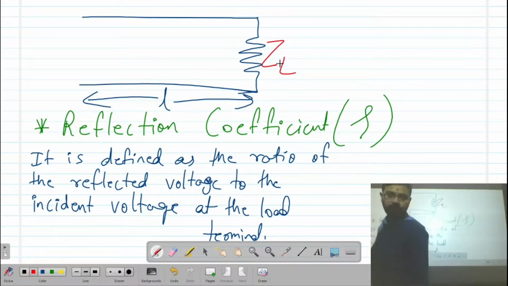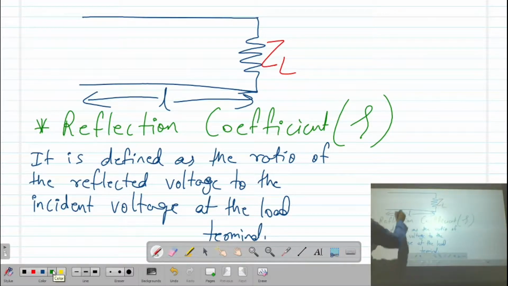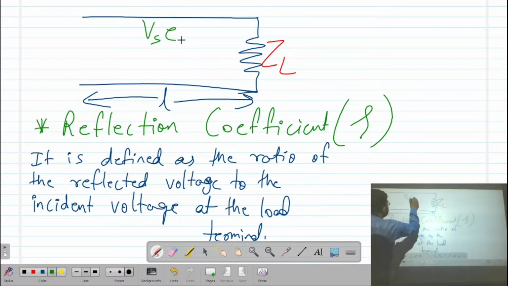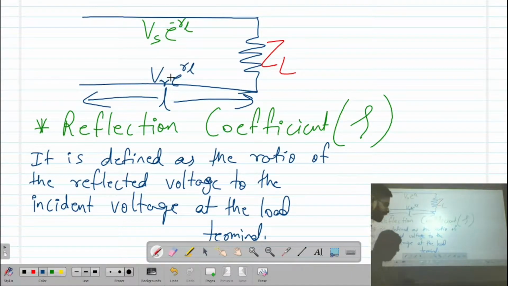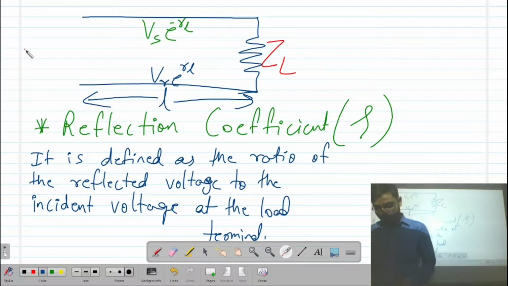That is the load resistance, right? That is load resistance. Then Vs e raised to minus gamma L, and this is Vr e raised to plus gamma L. The upper term is for the sending wave, meaning the wave which is going to ZL, and this is for the reflected wave, meaning the wave which has been reflected from the load and is coming back, right?